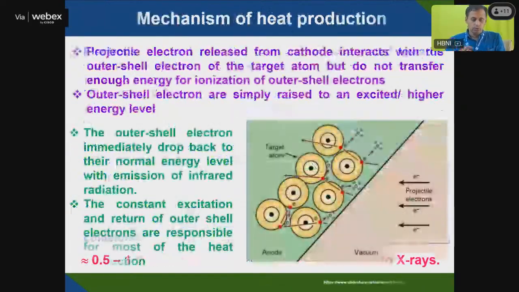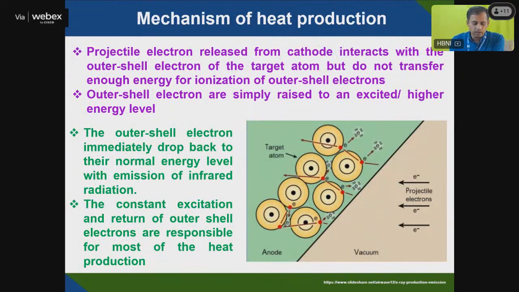So if you see, the projectile electron is coming here. The electron released from the cathode interacts with the outer shell. In the outer shell, there are many electrons. Because of this interaction, the projectile electron from the cathode interacts with the outer shell electron of the target atom, but doesn't transfer energy for ionization of the outer shell electron. So the outer shell electron's energy is simply raised.